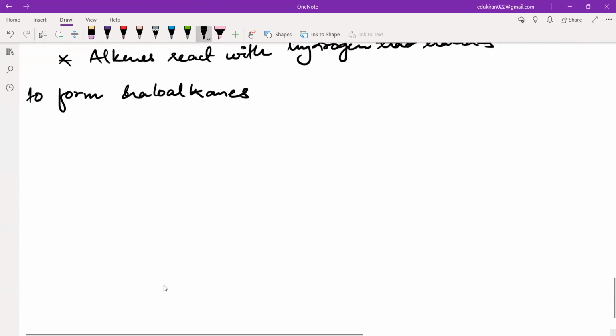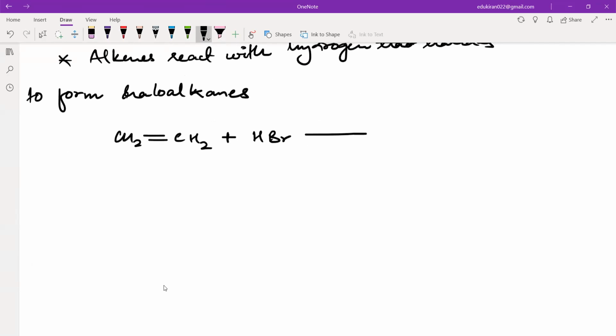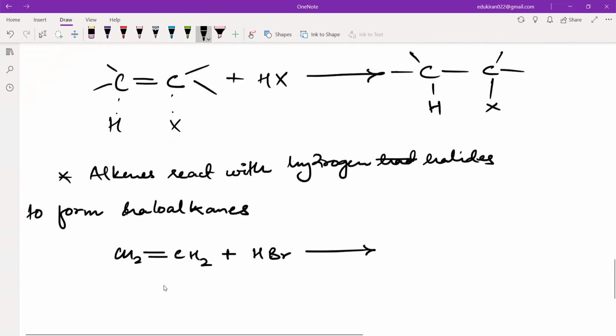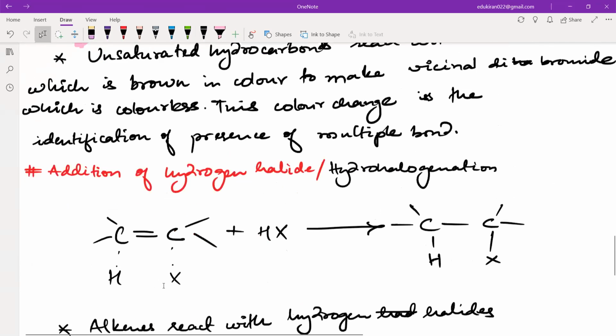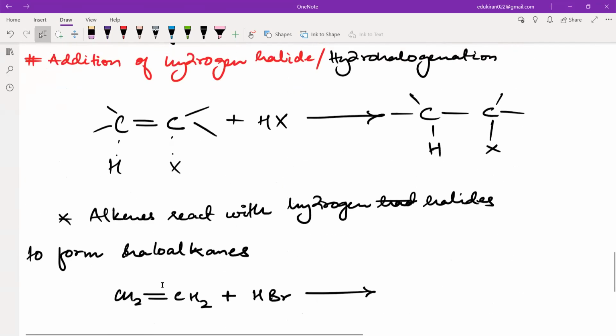So write this question: CH2 double bond CH2 plus HBr. By the way, what is the topic again? Addition of hydrogen halide. Okay, so CH2 double bond CH2 plus HBr. Name the product. You'll write the name of the product and send me in chat.